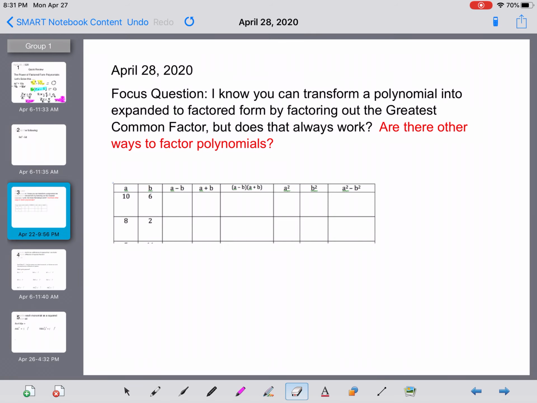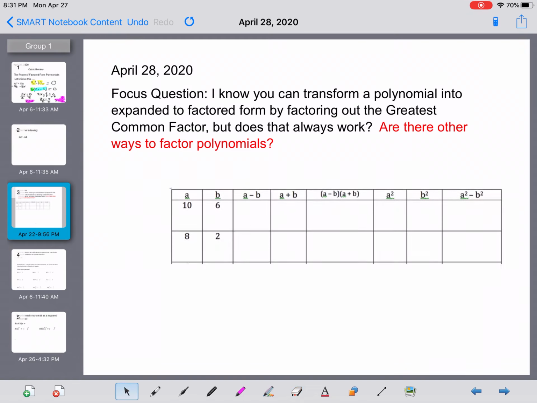So take a look at this. Our focus question today, April 28th, 2020. We know we could transform a polynomial from expanded to factored form by factoring out the greatest common factor, but does that always work? The answer is no. Sometimes you're not going to be able to find a greatest common factor. So are there other ways to factor polynomials? We are going to see one right now.